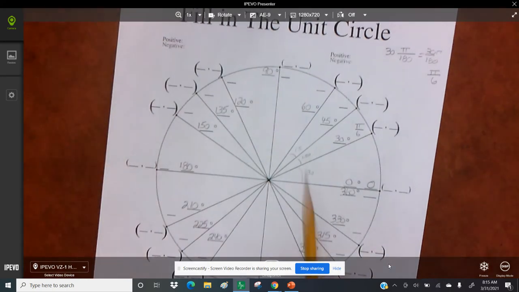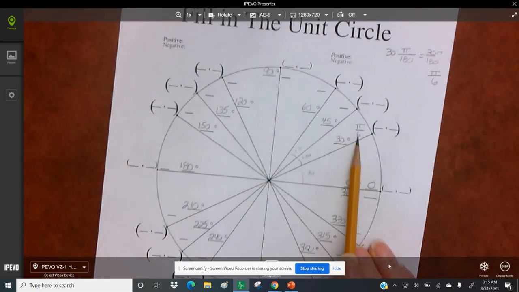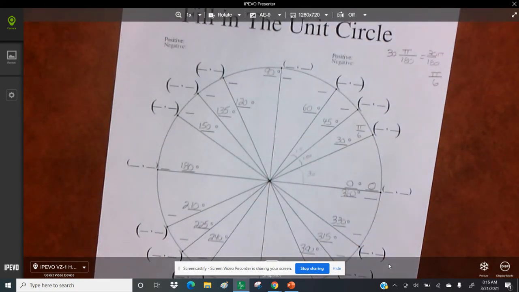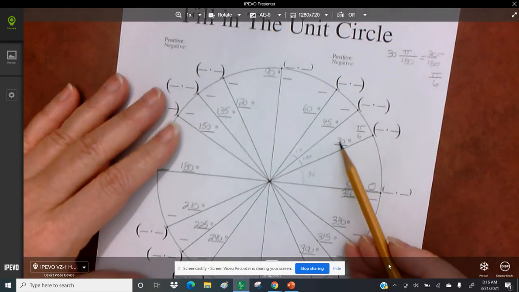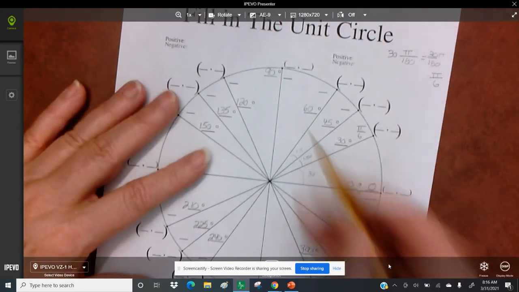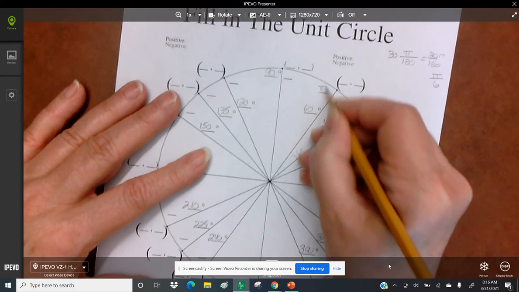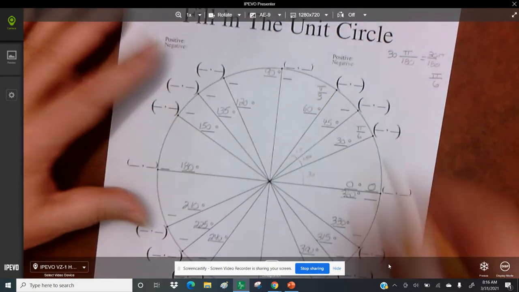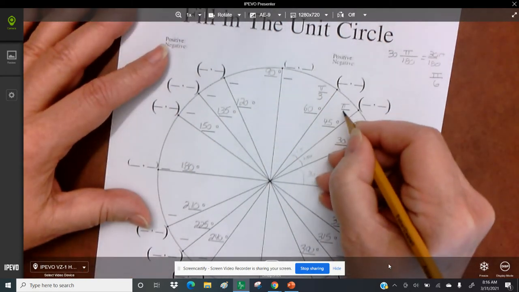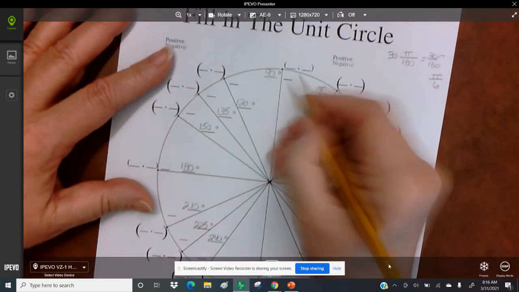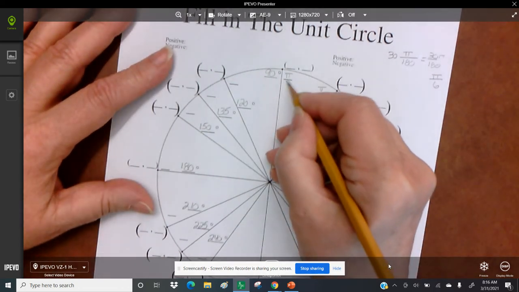I also just memorized that 30 degrees is the same thing as pi over 6, thinking that math is always backwards, so the 3 goes with pi over 6, the 6 goes with pi over 3. All right, and then 45 degrees is going to be pi over 4. Right, 90 degrees is going to be pi over 2.